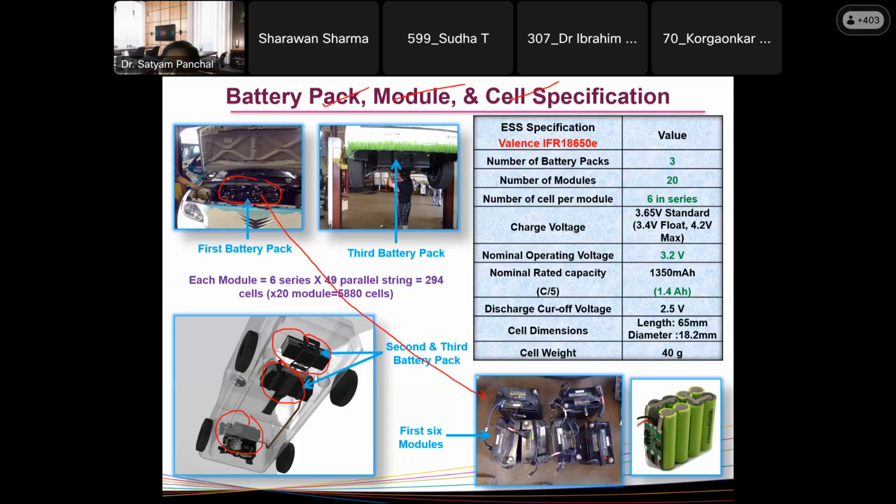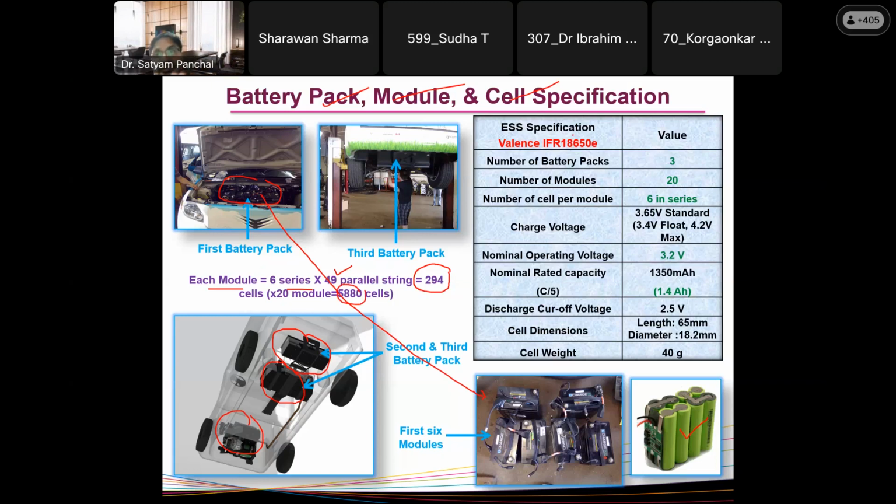Inside this module, there are 18650 cylindrical cells. Typically each module has 6 series multiplied by 49 parallel strings, which is equivalent to 294 cells, multiplied by 20 modules, which gives us around 6,000 cylindrical cells. So this vehicle has a 25 kilowatt hour battery pack, 3 battery packs all together with 20 modules, and 49 multiplied by 6 series of 18650 cells, which is almost 6,000 cylindrical cells.